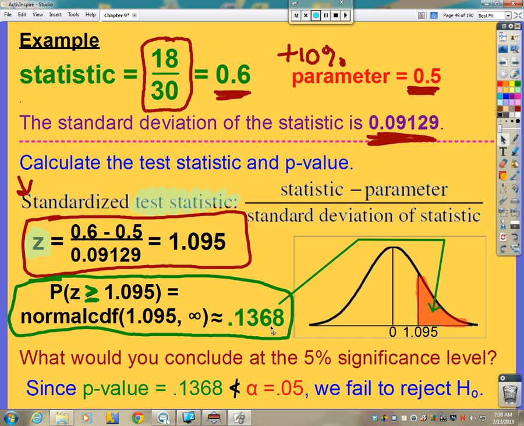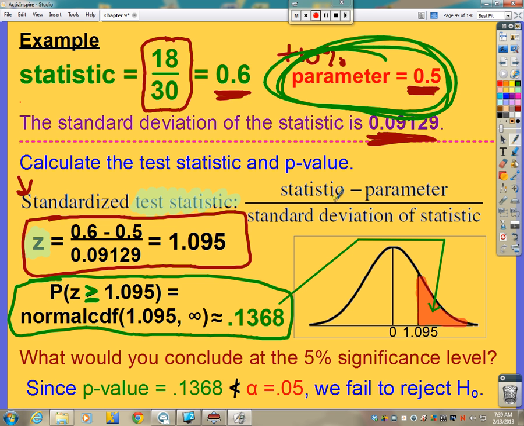Now, is 13.68% low enough that we would reject the null hypothesis? And you can see down here by my conclusion, no. It's not less than our 5% significance level, our 0.05 alpha level. So we would fail to reject the null hypothesis. So really, in the end, we do not have enough evidence to conclude that there really is such a thing as a home field advantage for NBA teams.